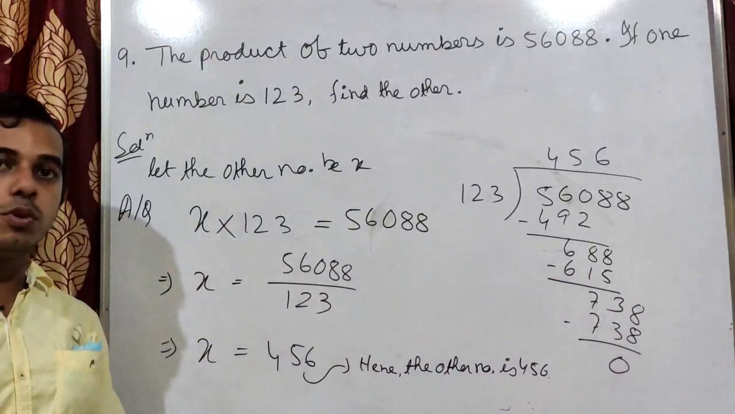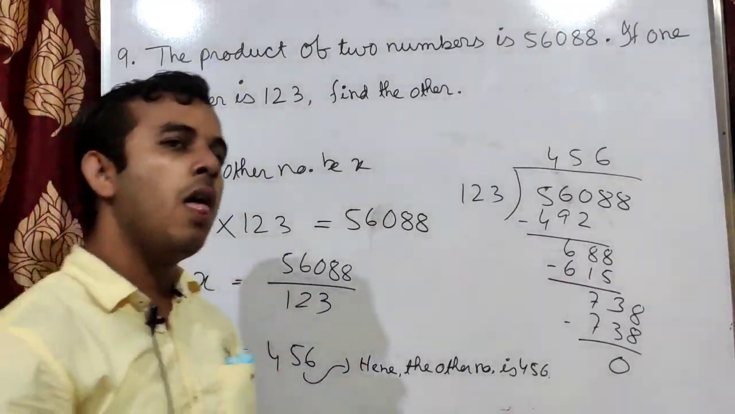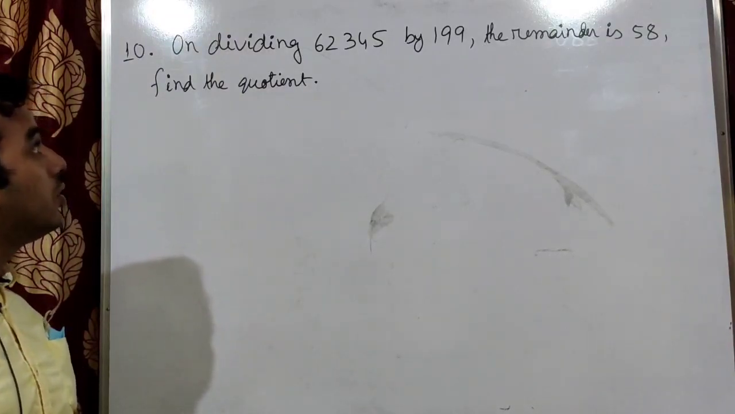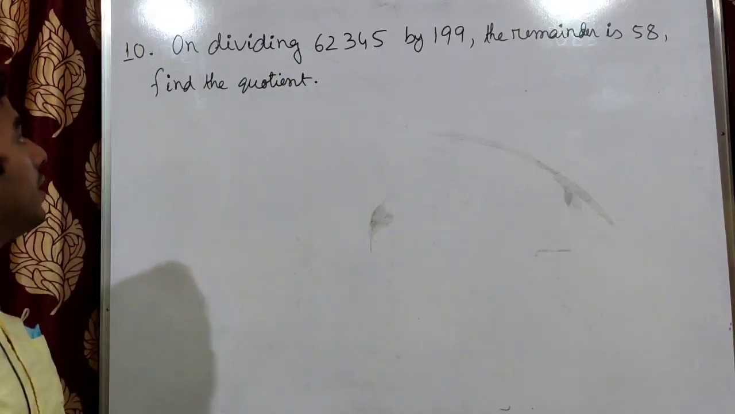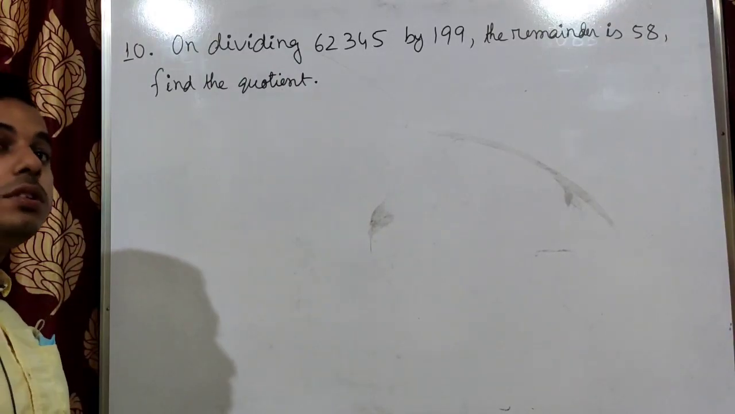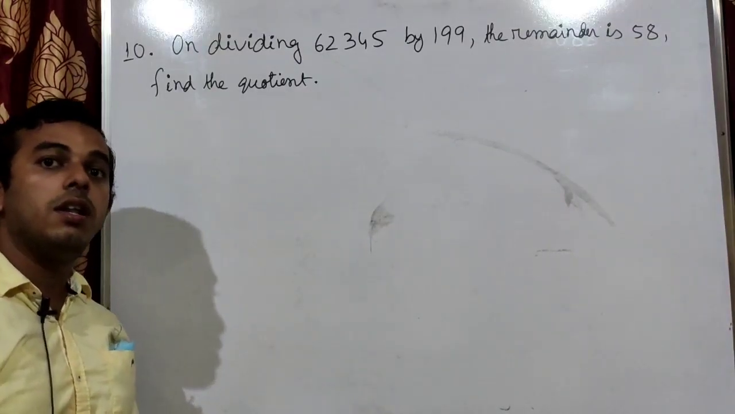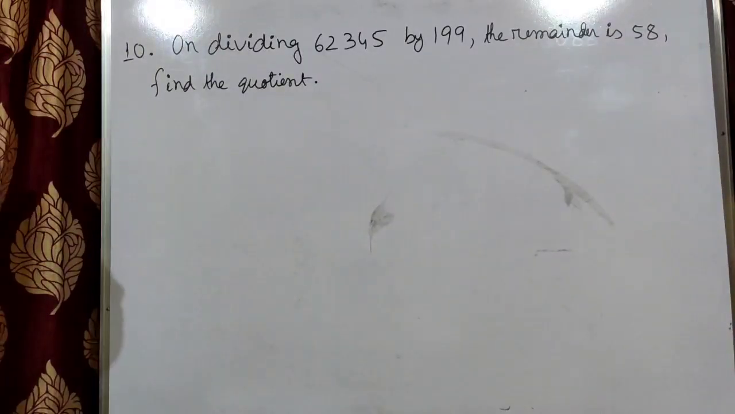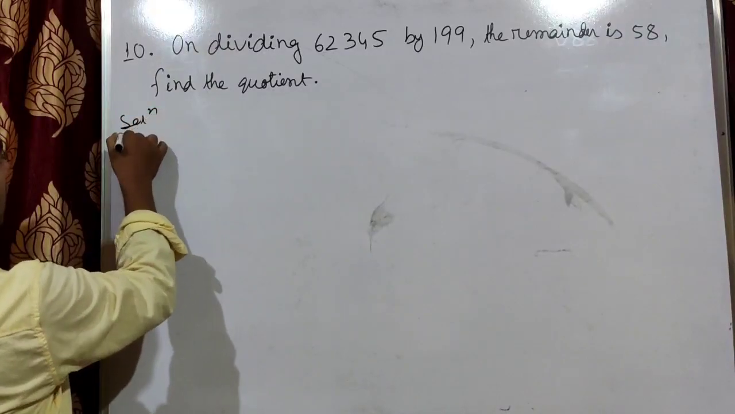So now let us move to our next question, that is question number 10. On dividing 62,345 by 199, the remainder is 58, find the quotient. So this is also with the same relation, that is dividend equals divisor into quotient plus remainder. We will solve this question also with this relation. So first of all we will write solution.